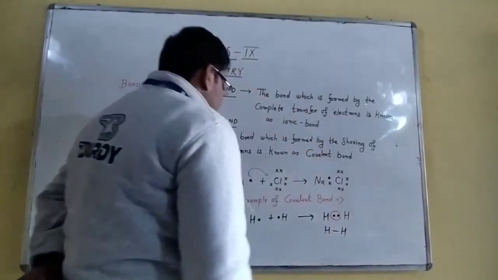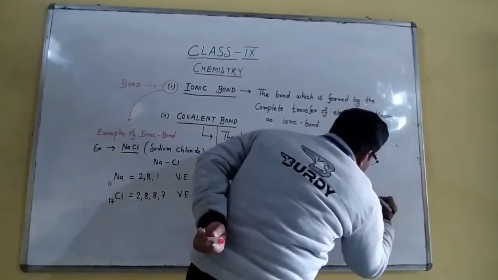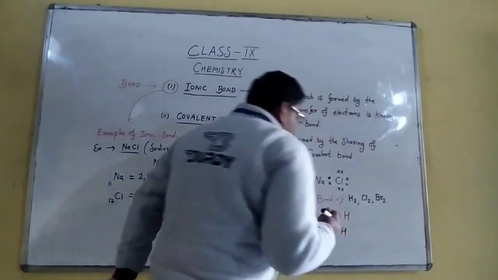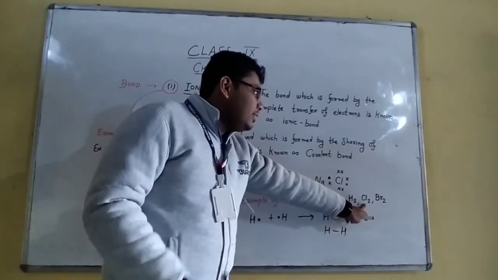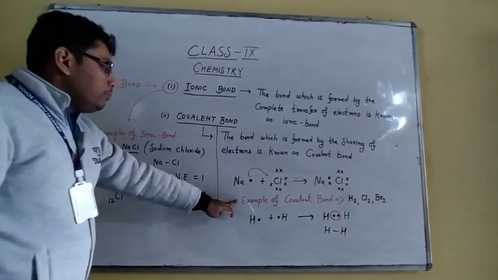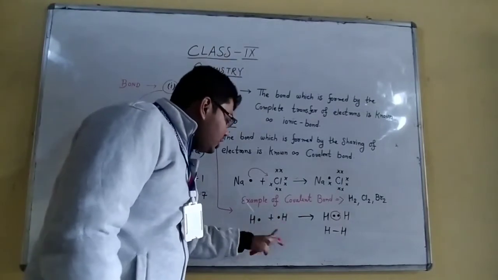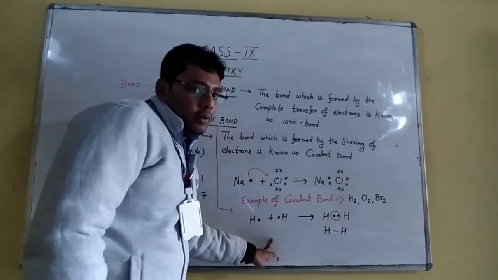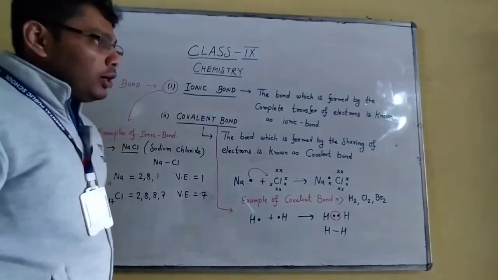So in case of H2, in case of Cl2, in case of Br2, all types of bond formed by these atoms are known as covalent bond, because these atoms actually share the electrons between each other. So that's all about the ionic bond and covalent bond.